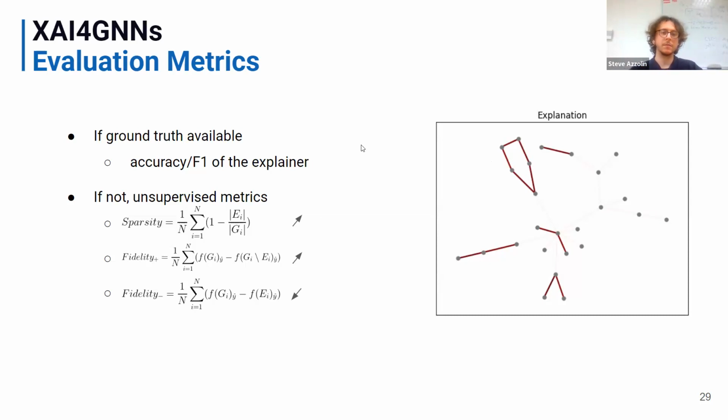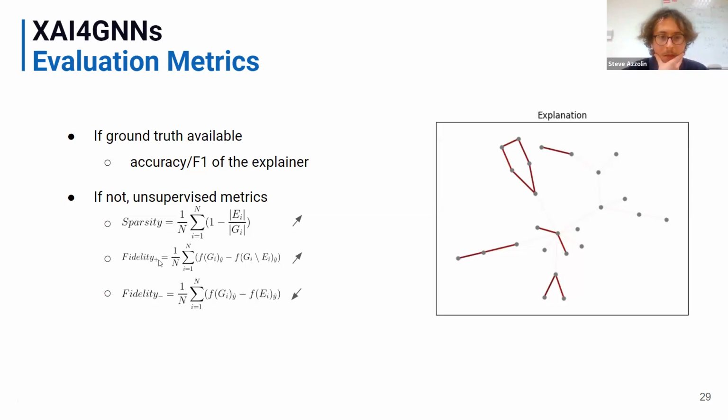In other cases, in which you don't really have a ground truth available, you can still rely on some metrics, for example, some unsupervised metrics, such as the sparsity, which you, in principle, would like to maximize so as to obtain as small an explanation as possible. Then we have the fidelity plus and the fidelity minus, which respectively you should aim to maximize and minimize.